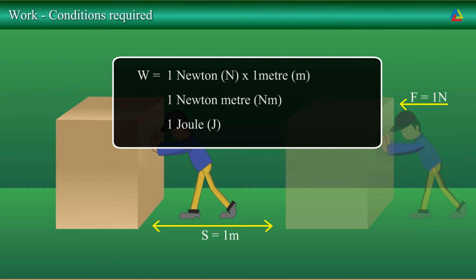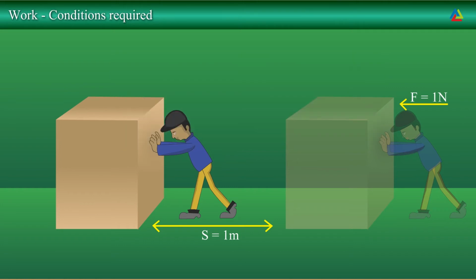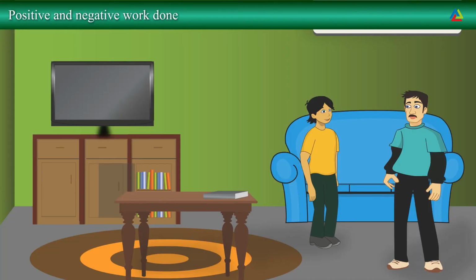Thus, 1 joule is the amount of work done on an object when a force of 1 N displaces it by 1 meter along the line of action of the force. Work can be positive or negative. How is that, Dad?